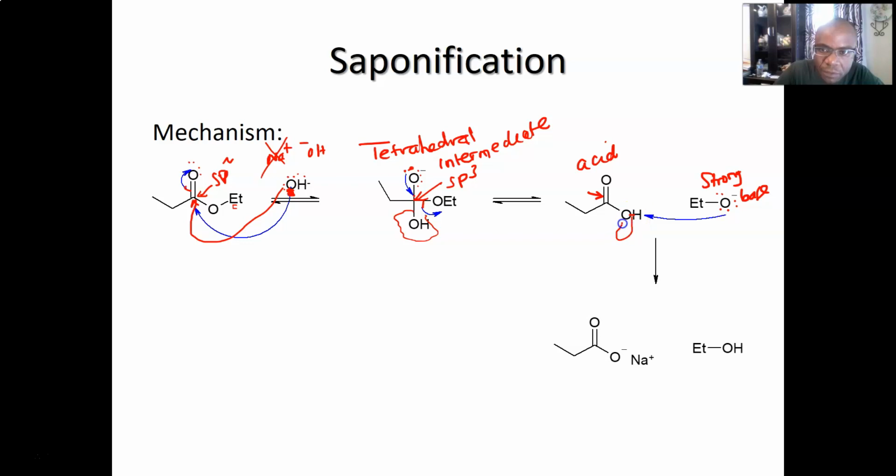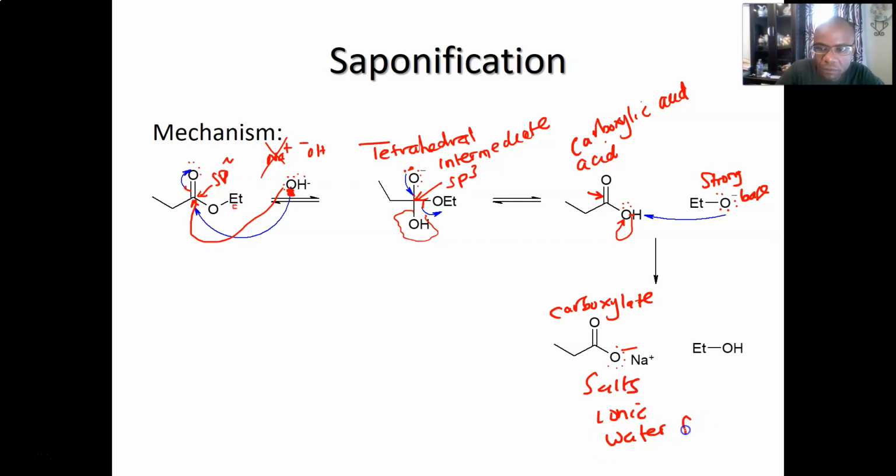You use this bond, donate the lone pair onto the oxygen. Now the oxygen has 3 lone pairs, so it's gonna be negatively charged. It gives you the carboxylate. You know, I told you before, carboxylic acids react with bases to give you carboxylates. Carboxylates are salts. They are ionic. They are water soluble because salts dissolve in water. Soluble. They are water soluble.